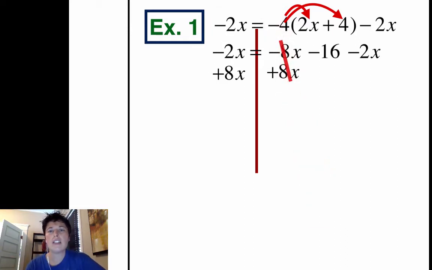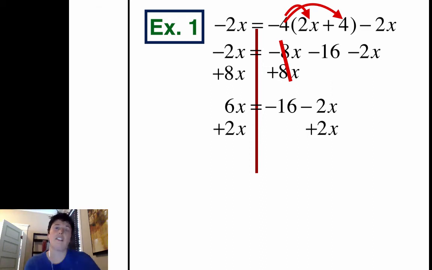So if I add the 8x, it'll get rid of it. And negative 2x plus 8x, well, 8 take away 2 is 6, so it'd be 6x. So 6x equals, and on the other side, negative 16 take away 2x. Okay, we're going to go from there. So let's move the 2x over. Let's add the 2x to the other side.